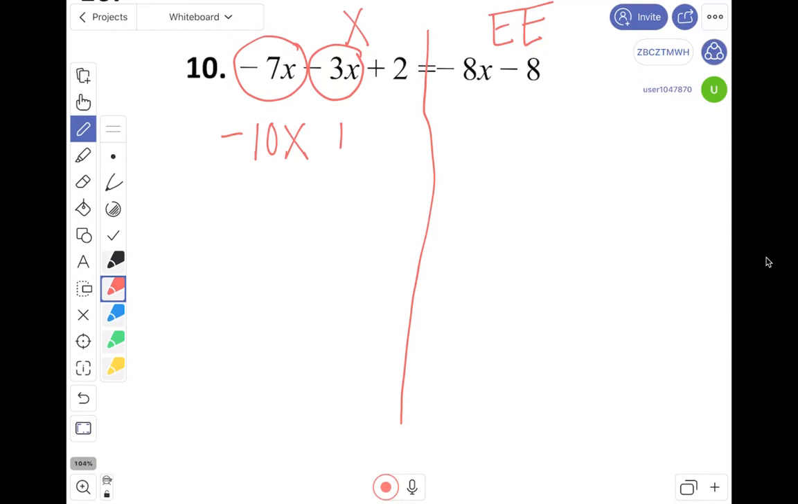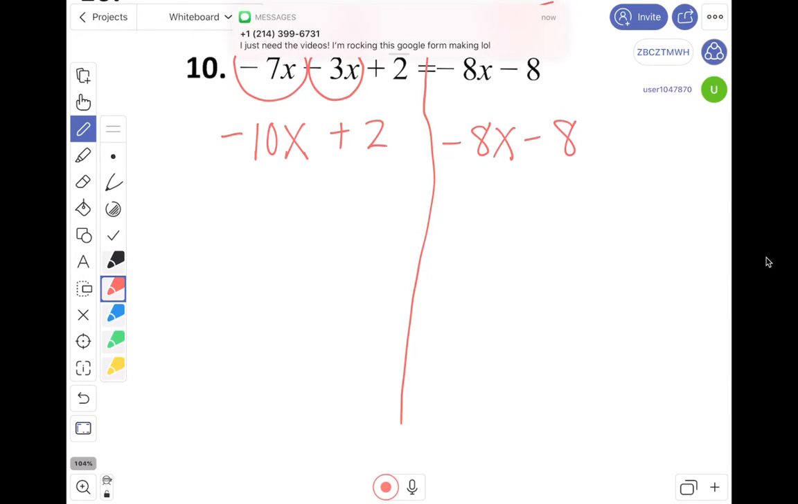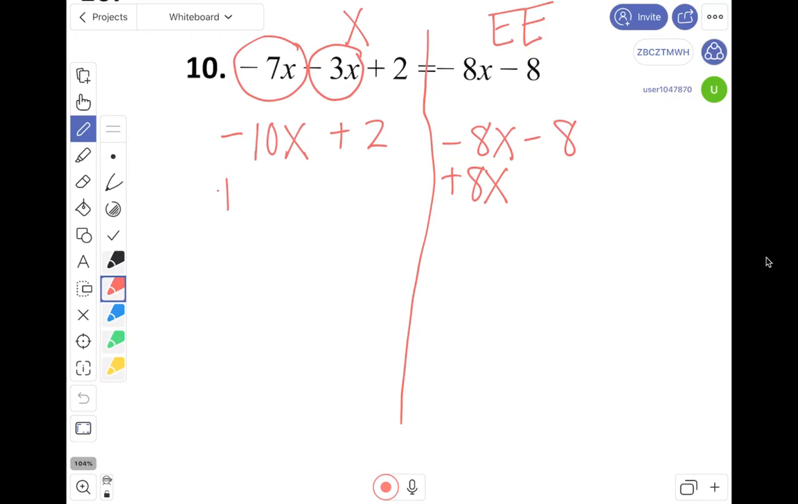And we still have this plus 2 hanging out. He couldn't be combined because he didn't have the same last name. And over here, there's nothing I can combine on the right. They don't have the same last name. Now my goal is to add or subtract to get all the x's on one side, everything else on the other. So I'm going to add 8x over here. I'm going to do the opposite since it's negative. Whatever I do on one side, I've got to do to the other side.